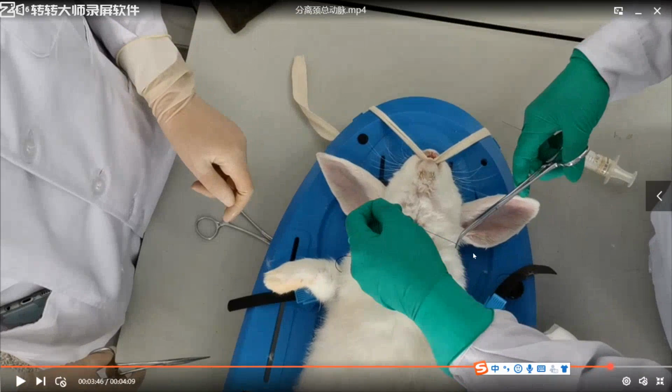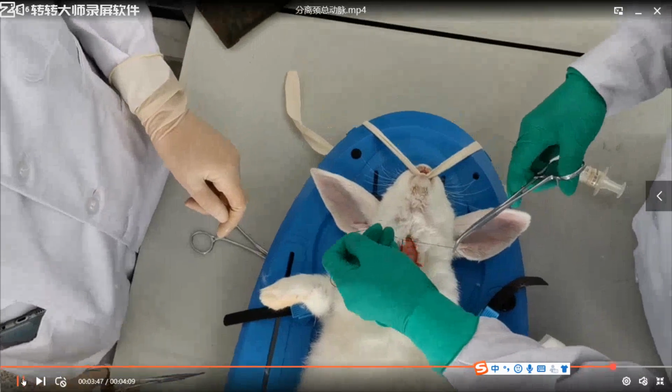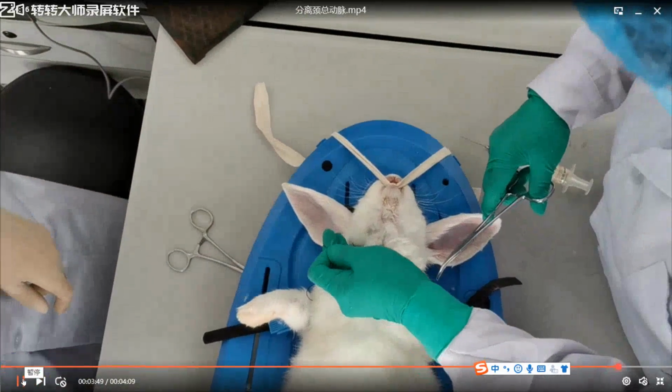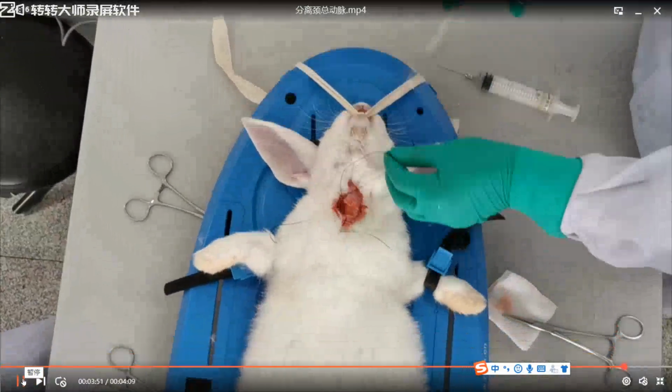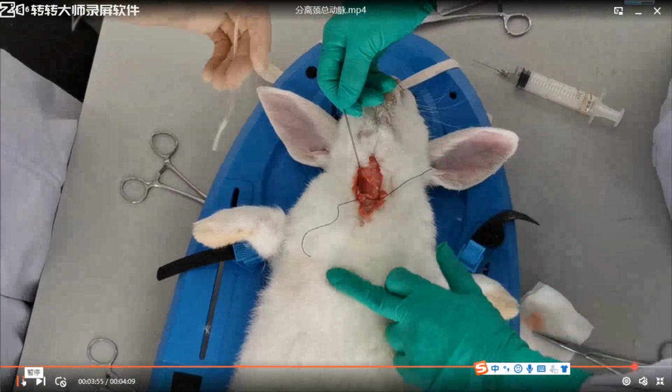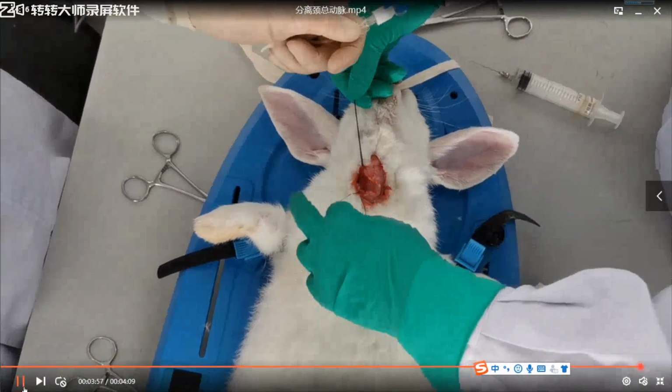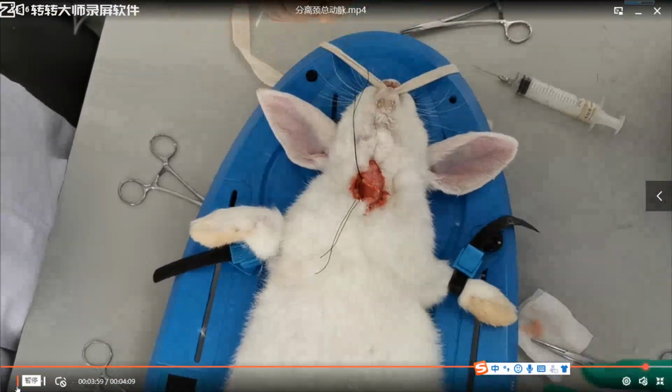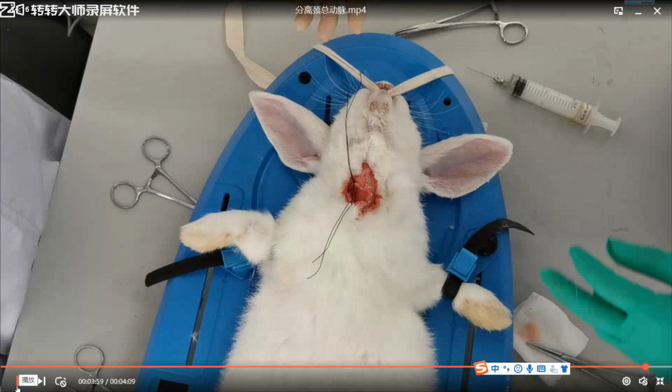Here, don't forget, tie the thread near the head. Okay, tie the thread. And don't forget the other one: near the heart is clamped with a bulldog clamp. Okay, don't forget.